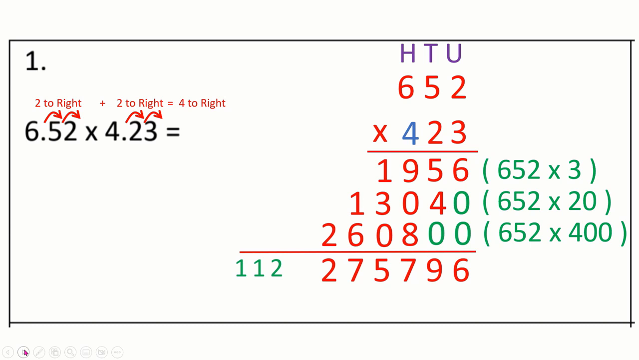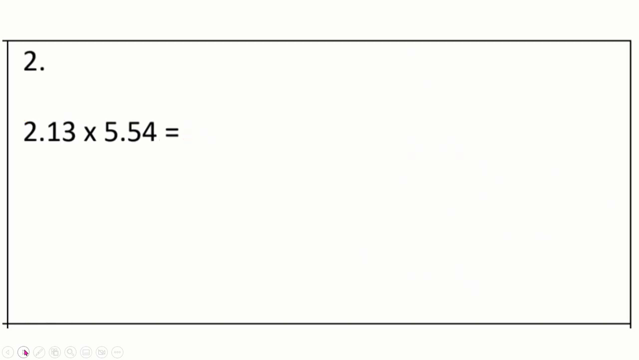Add the 2 lines together and you get 275,796. Now you just now need to make that 10,000 times smaller. 10,000 has got 4 zeros in it, so just move your decimal point 4 places over to the left. There you go, that's 4 places. And your final answer is 27.5796. Let's look at one more.